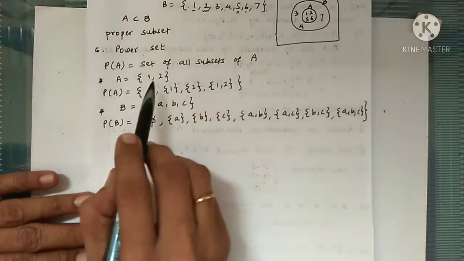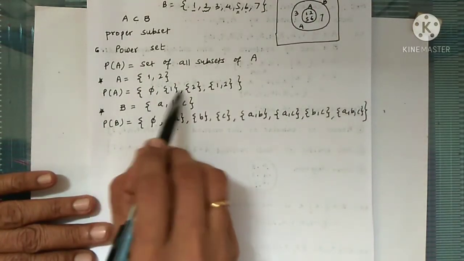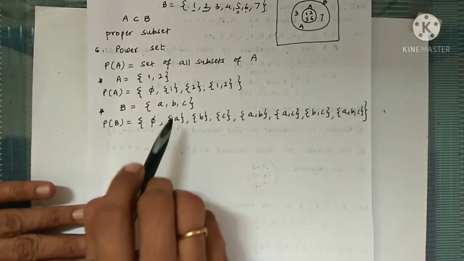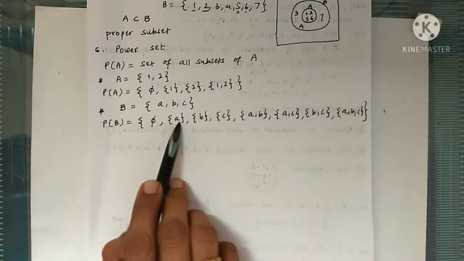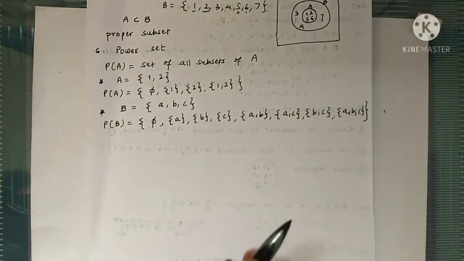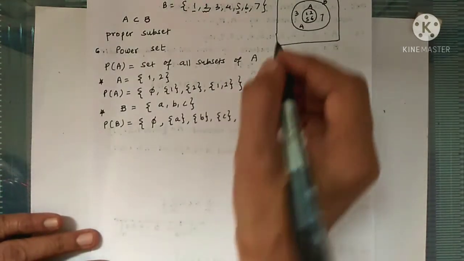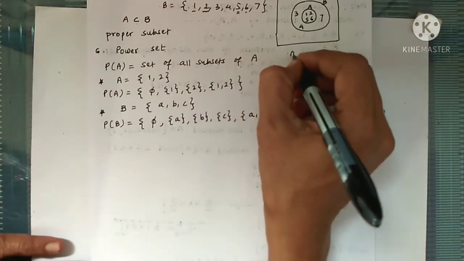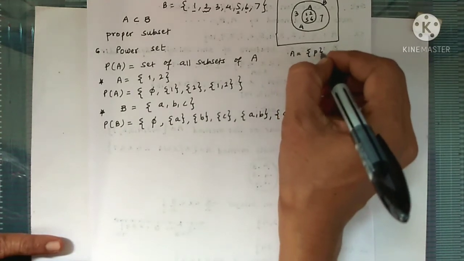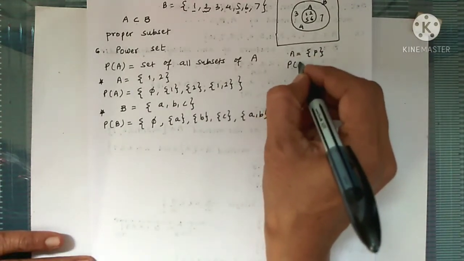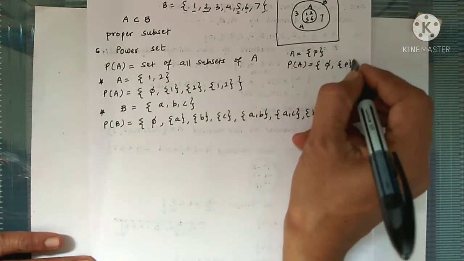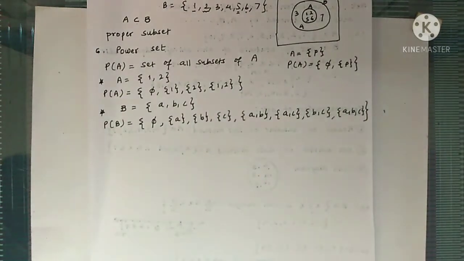You can see here that if A contains two elements, the power set contains four elements. If A contains three elements, then how many elements does this power set have? 1, 2, 3, 4, 5, 6, 7 and 8. So if B contains 3 elements, the power set has 8 elements. What if A contains a single element? If A has only one element, say P, then the power set of A is ∅ and {P} itself. So it has only two elements.